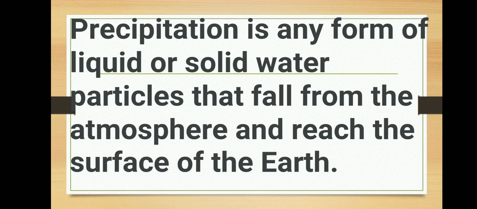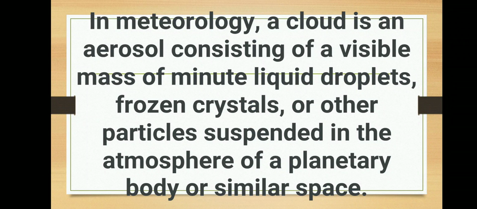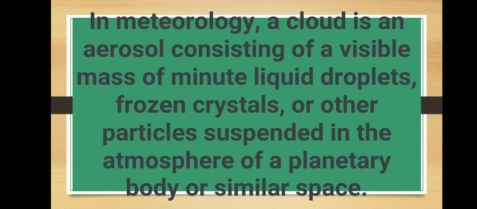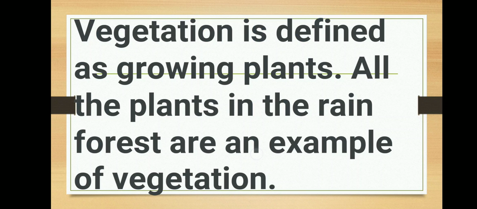Precipitation is any form of liquid or solid water particles that fall from the atmosphere and reach the surface of the earth. Cloud is an aerosol consisting of a visible mass of minute liquid droplets, frozen crystals, or other particles suspended in the atmosphere. Vegetation is defined as growing plants. All the plants in the rainforest are an example of vegetation.